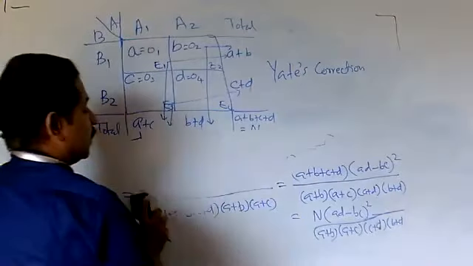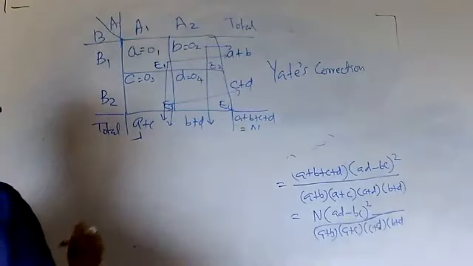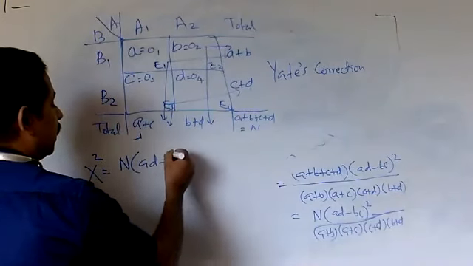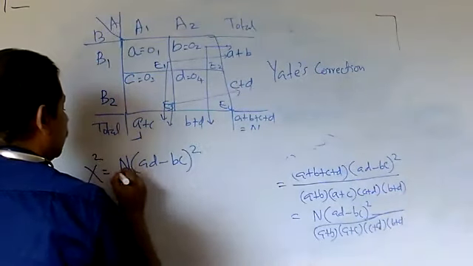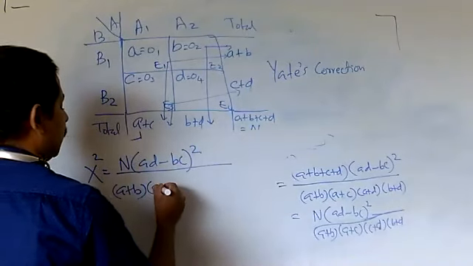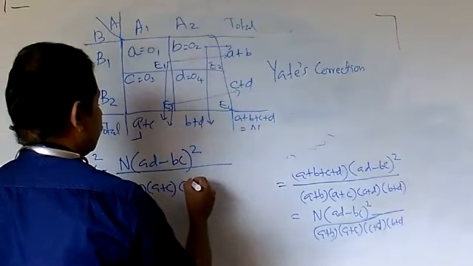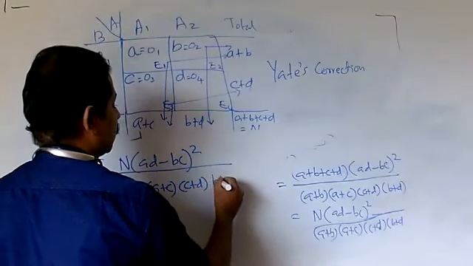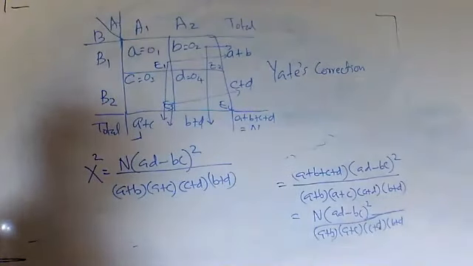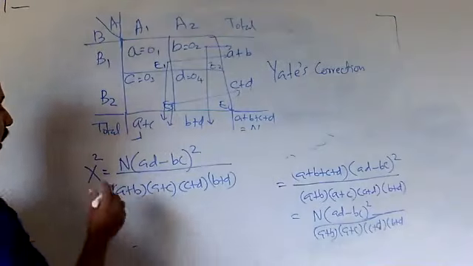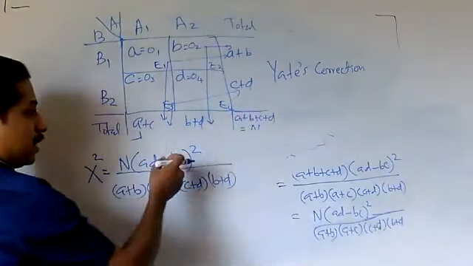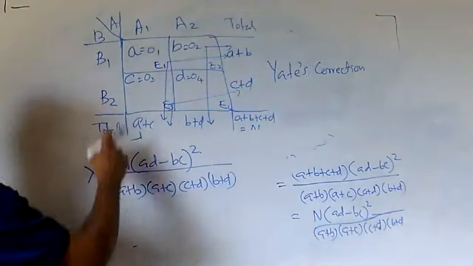So the final result is chi-square is equal to N into (AD minus BC) whole square divided by (A plus B) into (A plus C) into (C plus D) into (B plus C). So this is a simple formula. What this formula says here: N is the total observation, that is A plus B plus C plus D, that is available in your contingency table.